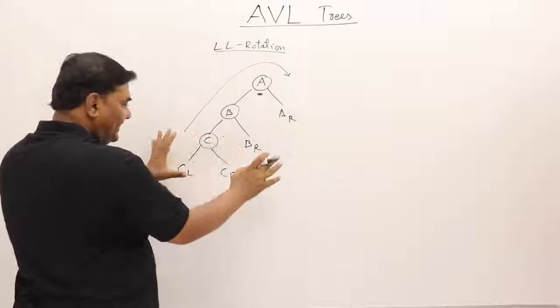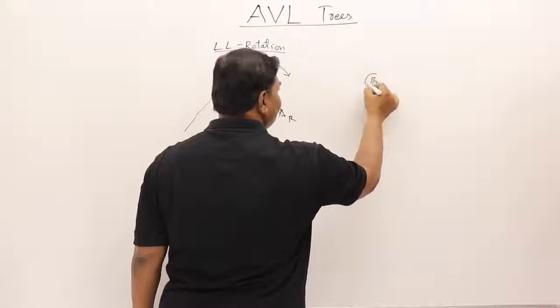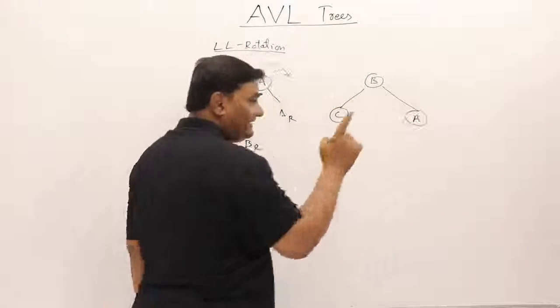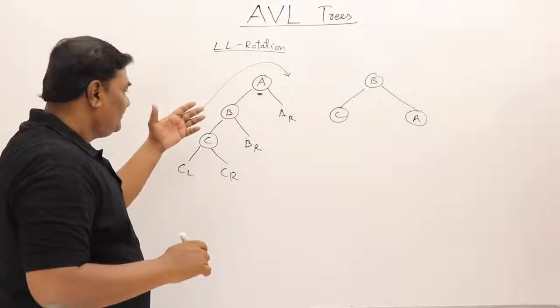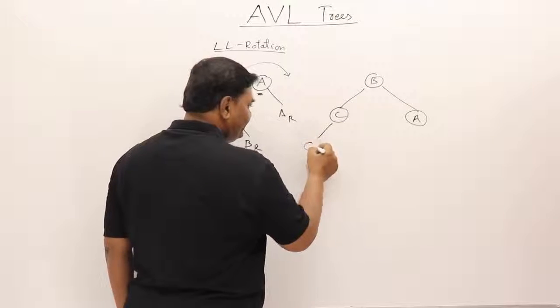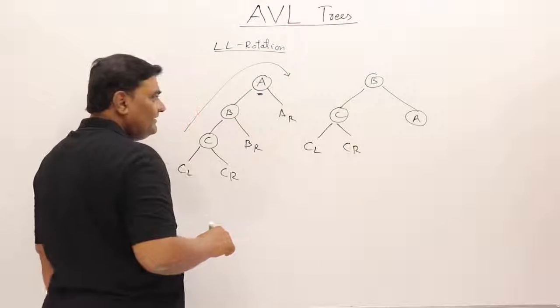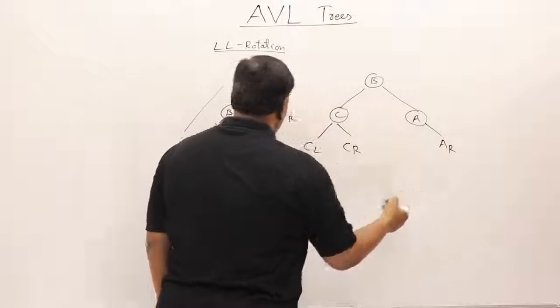So don't look at anything, just look at A, B, C and draw this one. So this is B and C and A. As I said, rotations are always done within 3 nodes. Now what about the others? C's left child and C's right child will be as they are. Then A's right child will also be in its own place.